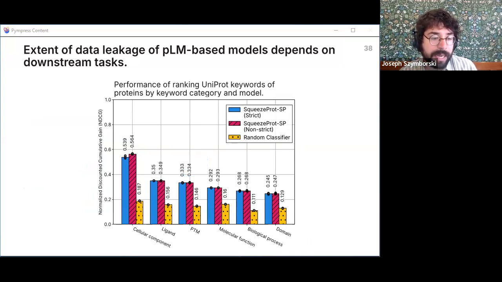This sort of indicates that the data leakage really only depends on what task you're evaluating on. And I'd speculate that the pairwise nature of the PPI task is where this data leakage is most relevant. So unless you're doing a pairwise task, the data leakage may not matter that much. But for PPI inference, it seems to be a big problem.